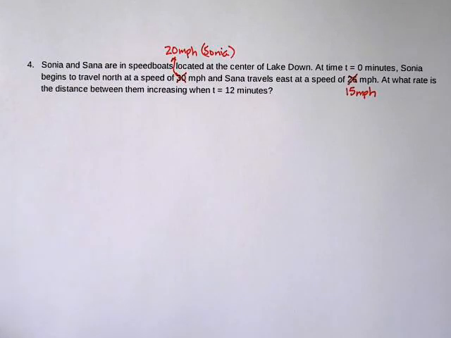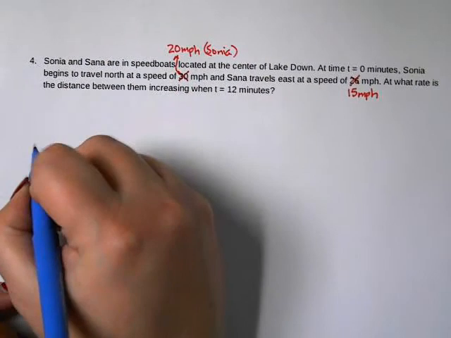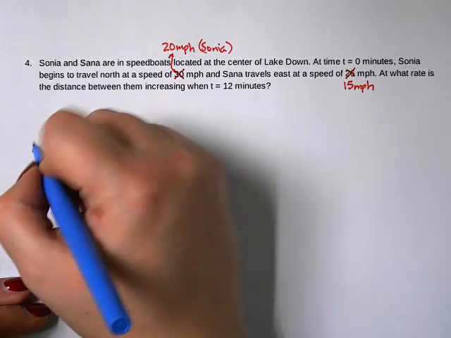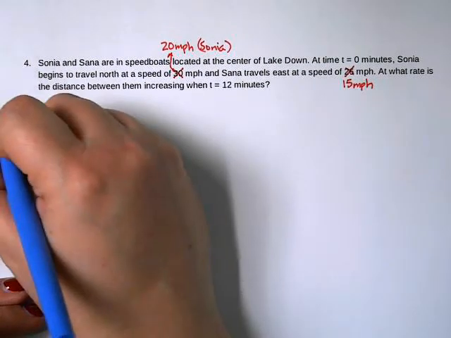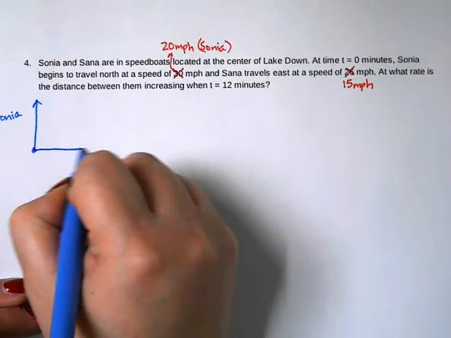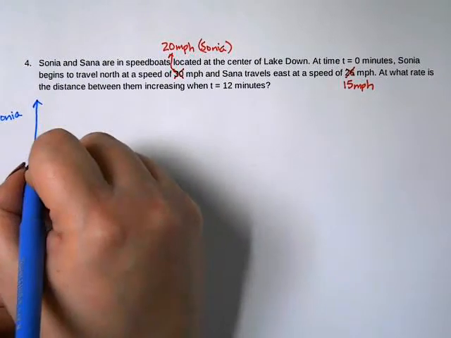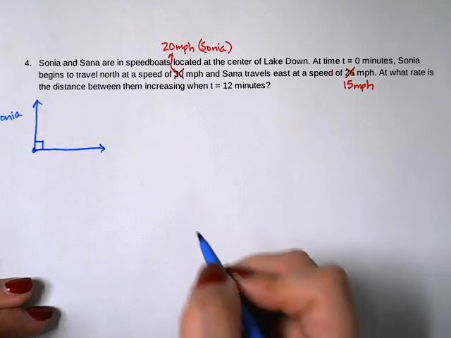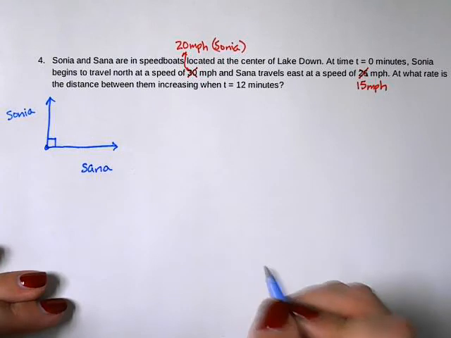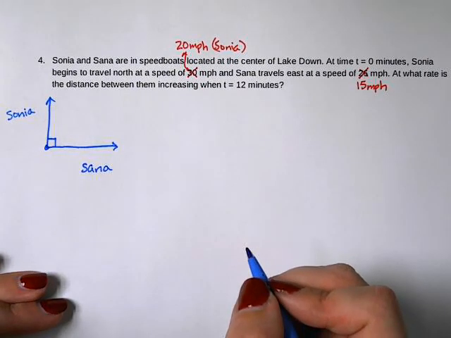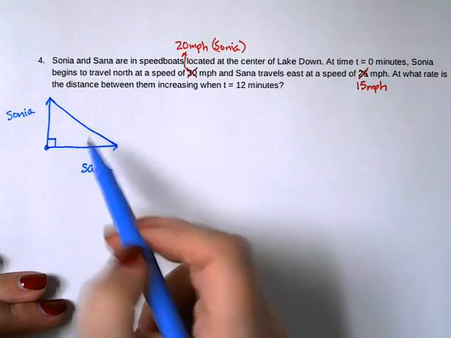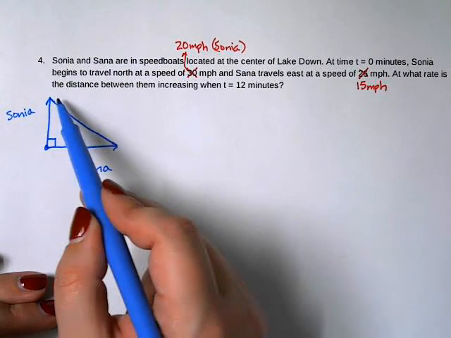So first thing we're going to do is try and draw a picture of what's going on here. So Sonia and Sana are both in the center of the lake. Sonia decides she's going to travel north. And Sana decides that she's going to travel east. So hopefully you guys are with me when I tell you that this is a right angle. Oops. And Sana's over here. And let's see, what else do we know? We're looking for the rate at which the distance between them is changing. So we're going to be looking for how quickly this is changing.